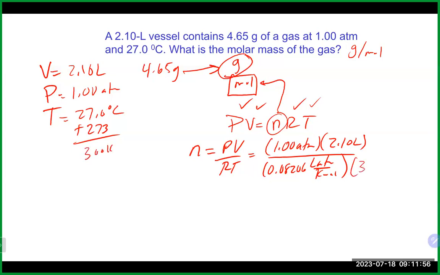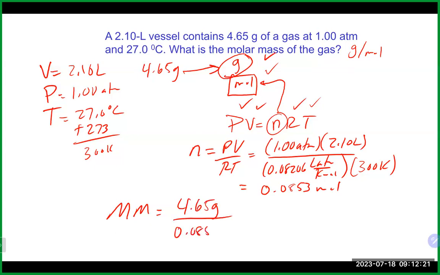So put in our 300 Kelvin. Again, everything's going to cancel out here except for the moles. 1 times 2.10 divided by 0.08206 divided by 300 gets us 0.0853 moles. So now we have the moles, we have the grams. So our molar mass in this case is going to be our 4.65 grams divided by our moles. So 4.65 divided by the answer, about 54.5 grams per mole.